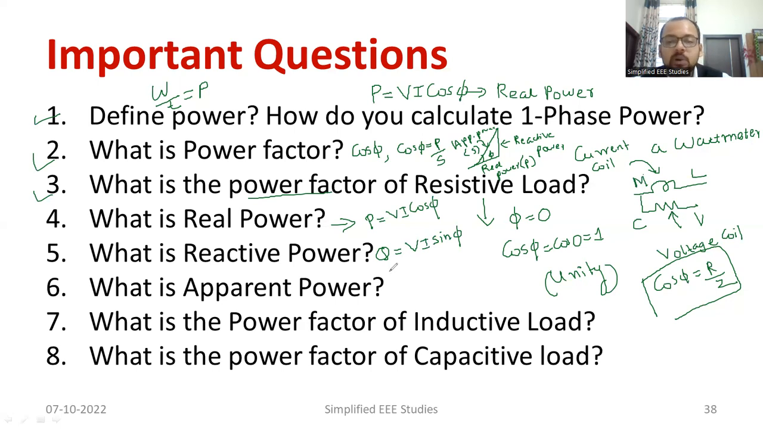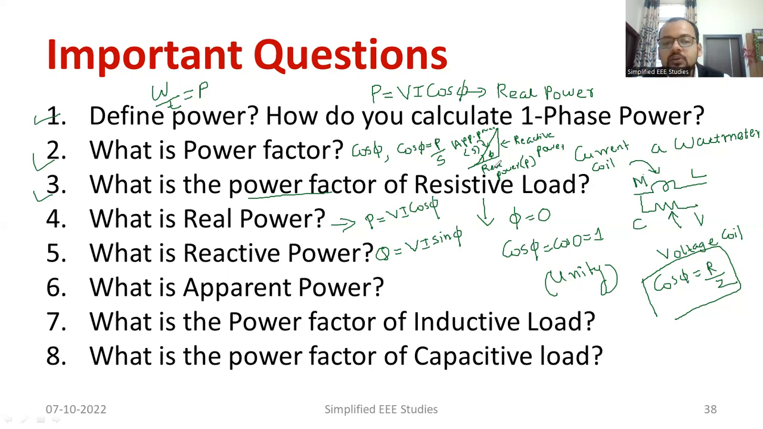So what about apparent power? Apparent power is nothing but the product of voltage RMS and current RMS. Generally, we can say that. Otherwise, it is a vector sum of real power and reactive power. Combined real power and reactive power is known as apparent power or total power.